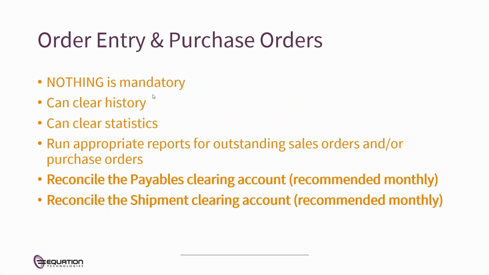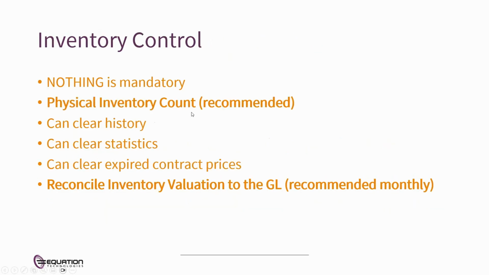Okay, order entry and purchase orders. Nothing is mandatory. You can choose to clear history and statistics. You might want to run open orders or open purchase order reports. I do highly recommend reconciling your AP clearing and your shipment clearing, your OE shipment clearing account, and just making sure that your subledger ties to your general ledger on those accounts.